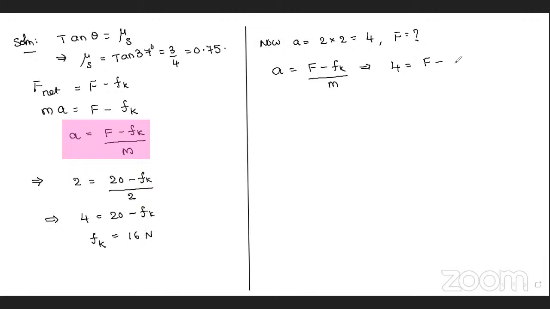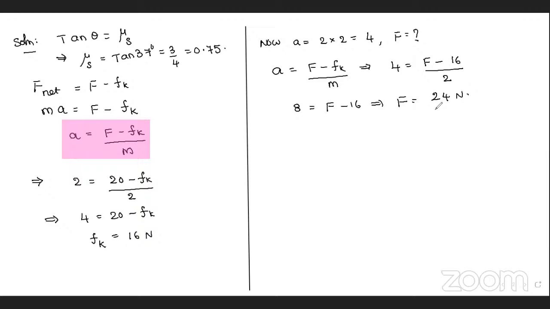Fk is 16, m is 2. 4 times 2 is 8. So 8 equals F minus 16. So I'm getting F equals 16 plus 8, that is 24. Lakshmi Gayatri, why did you get 36? Maybe some calculation mistake.